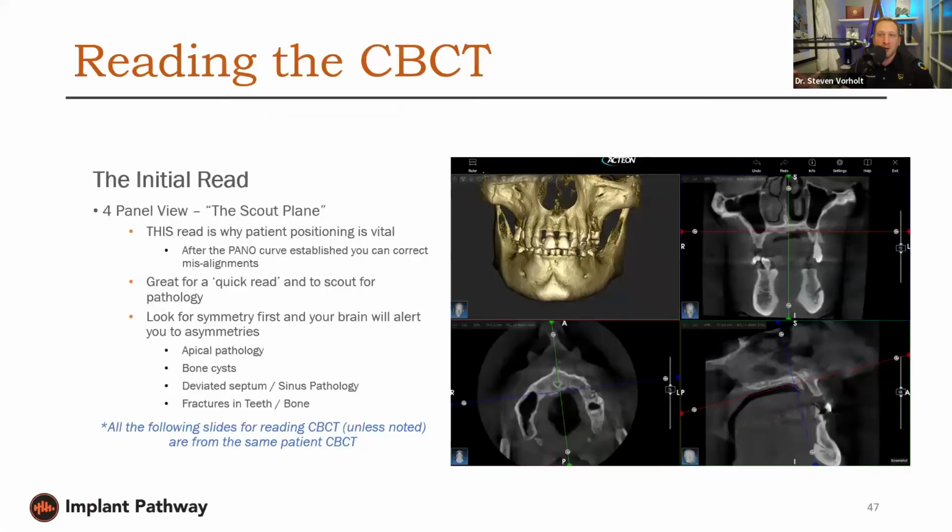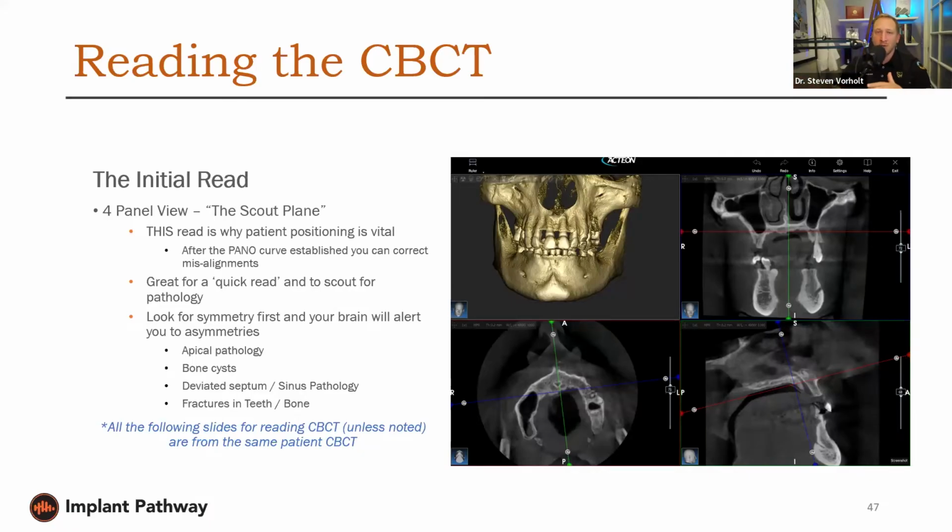So let's talk about reading the CT. The first read we're going to do is called the scout plane. All CTs should open in this 4-panel view. It is simply the 3 dimensions, right? So the coronal, the sagittal, and the axial, and then a 3D rendering. And so we can do a very quick read through the scout plane by sliding through. This takes usually less than a minute.